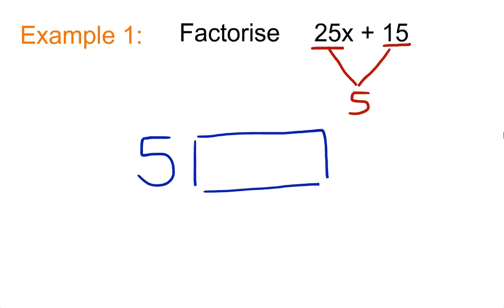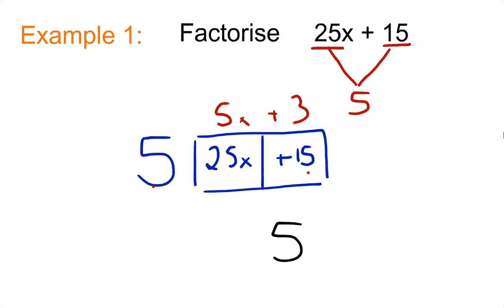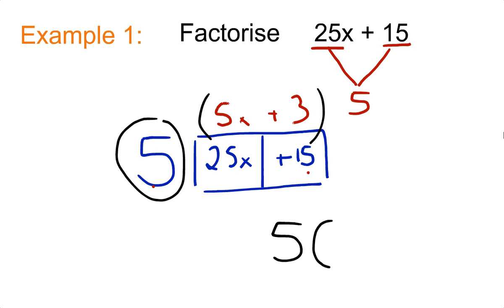what would I have had in my grid, on top of my grid, to make 25x? Well, 5 times 5 is 25. Don't forget, you've got an x there. Well, what do I multiply the 5 by to get 15? You multiply it by 3. And don't forget the plus sign. So, my answer, and this is the easy bit, is 5 from here. And then in the brackets, I'm going to bring this one. So 5 bracket 5x plus 3.